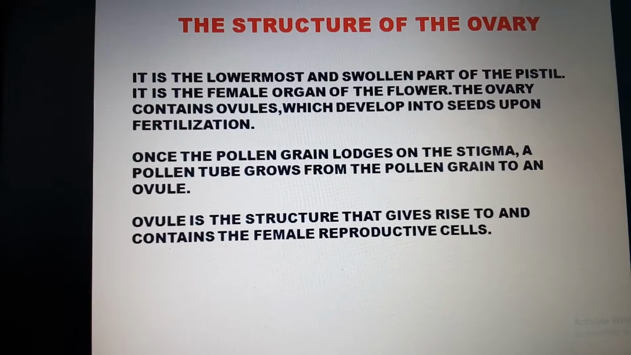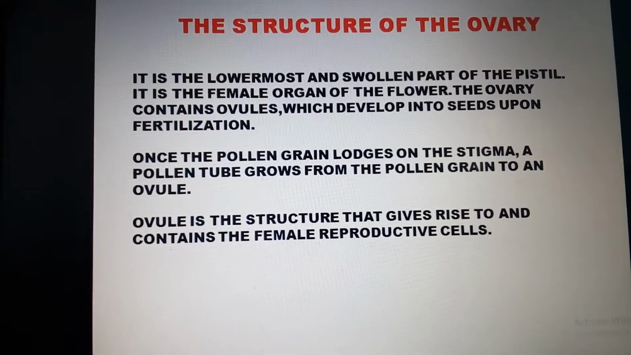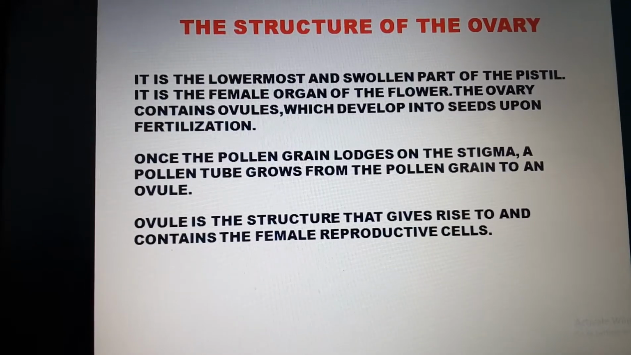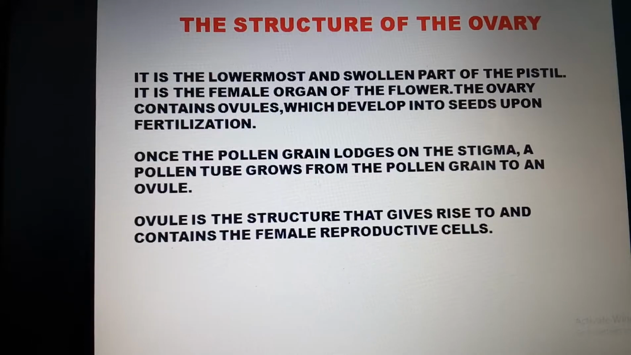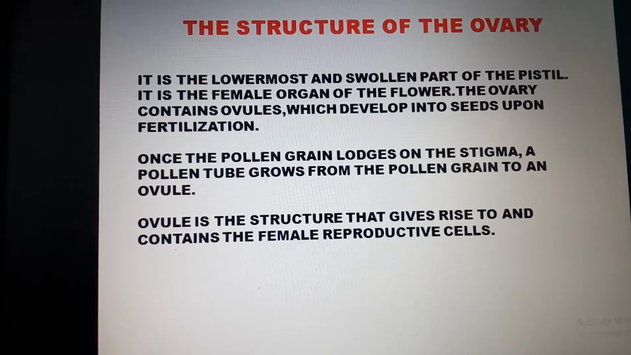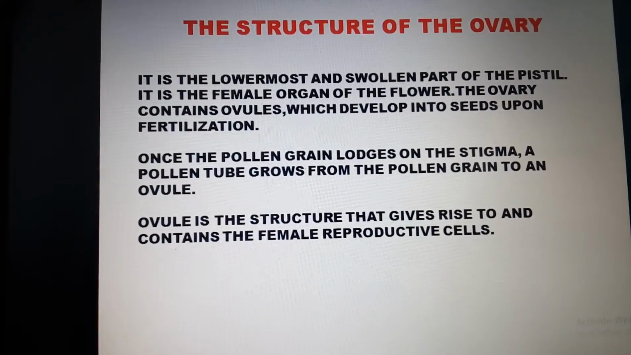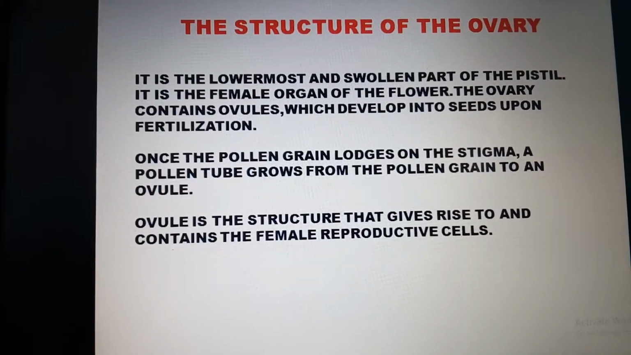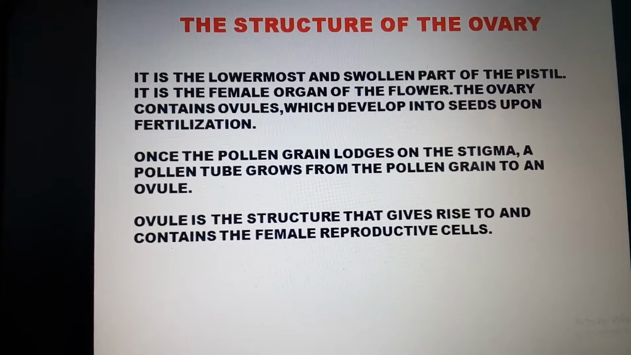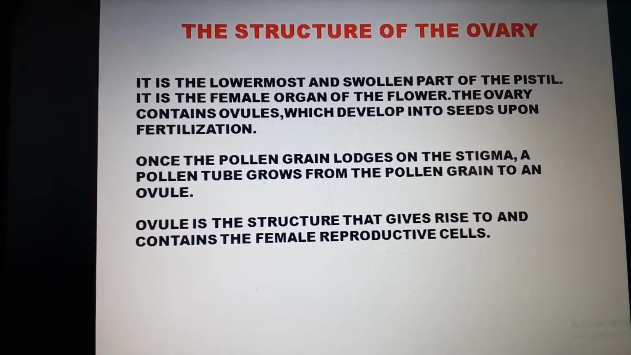After attaching, a pollen tube grows from the pollen grain to an ovule. That is, a road is prepared through which the pollen grain can come from the stigma to the ovary to meet the ovule. The ovule is the structure that gives rise to and contains the female reproductive cell. Okay, so I think you are now clear with the structure of the ovary.